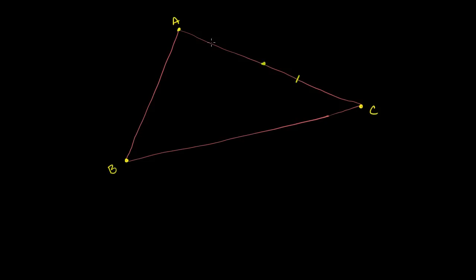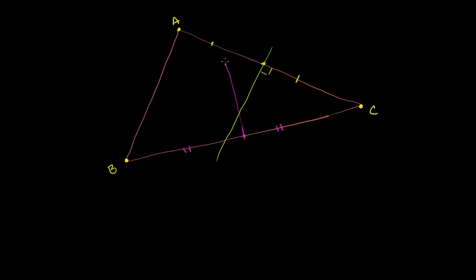So this length is equal to this length right over here. And so let me draw a perpendicular bisector. So a perpendicular bisector would look something like that for that side. Now let me do it on this side. So just trying to eyeball it, this looks roughly like the midpoint. So this length is going to be equal to this length. And then once again, let me draw a perpendicular bisector.